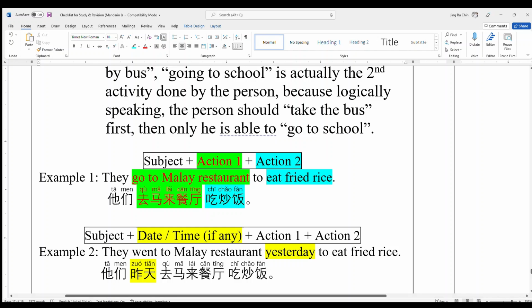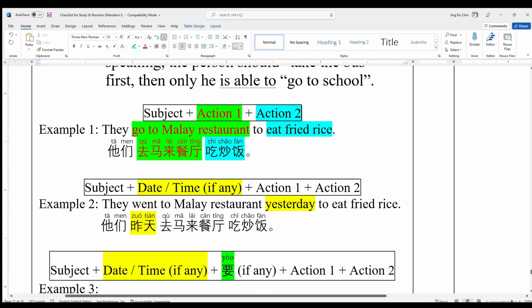So now, what if I want to make my sentence longer by adding another information beside the action 1 and action 2? I add date and time. Where should I add it? Add it before any action. Because action is considered verb, right? Verb always is at the end of sentence. So before that, you just add the date or time.